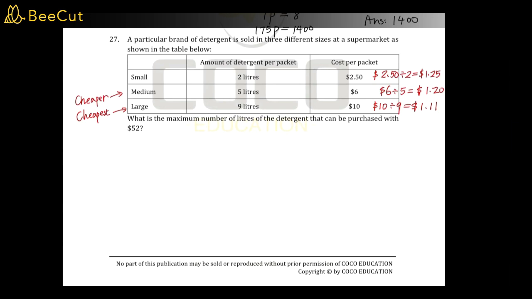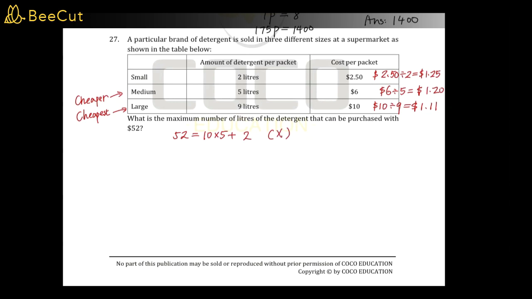And this is 52. Of course, you can try 52 divided by 10. That's at most 5. Right, so if you do 10 times 5, then you need to add another $2, which is not enough to buy anything else. So this one is wrong. The $2 cannot buy anything.